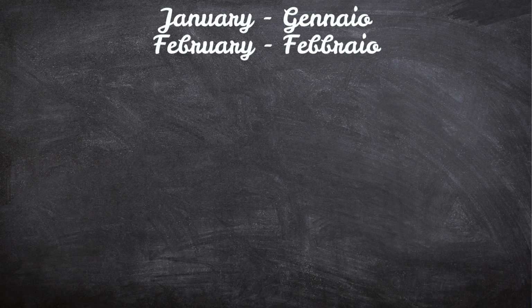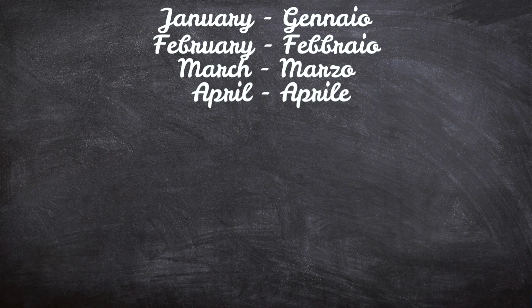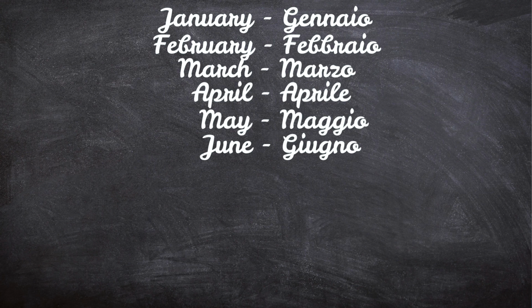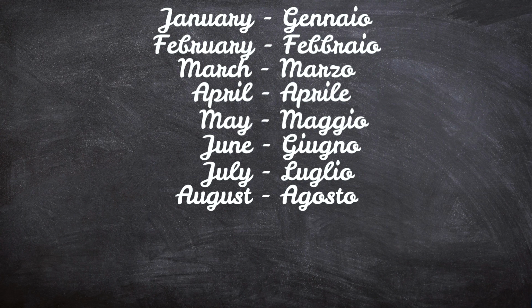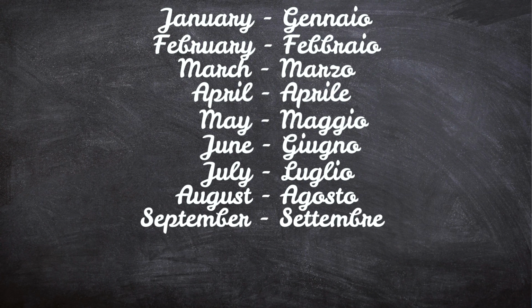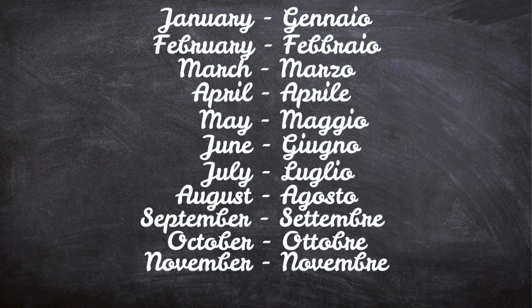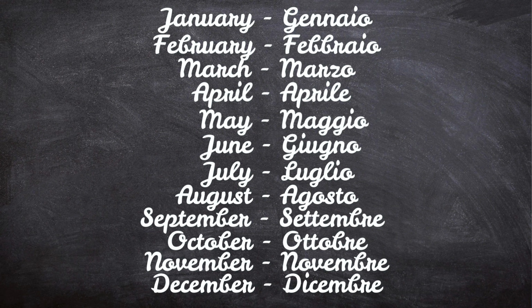So guys, summing up, the list is the following: January, Gennaio, February, Febbraio, March, Marzo, April, Aprile, May, Maggio, June, Giugno, July, Luglio, August, Agosto, September, Settembre, October, Ottobre, November, Novembre, December, Dicembre.